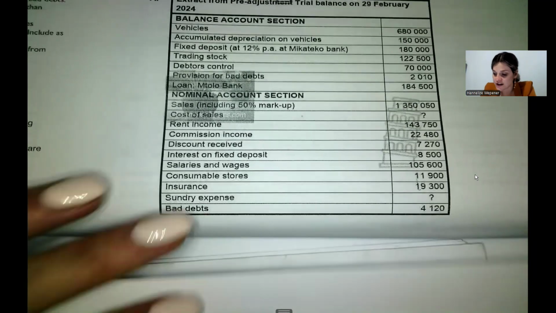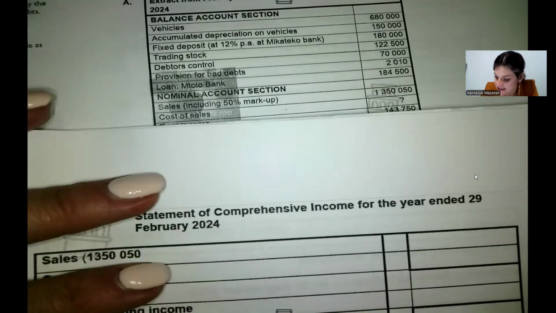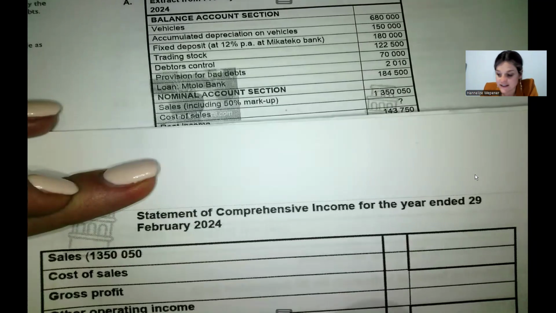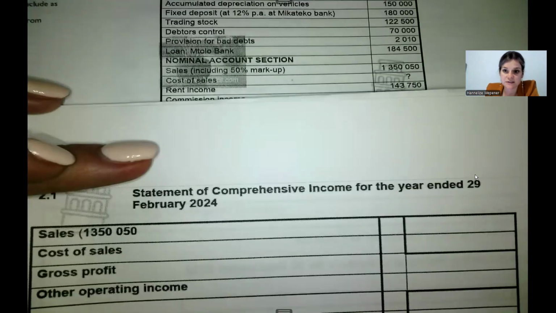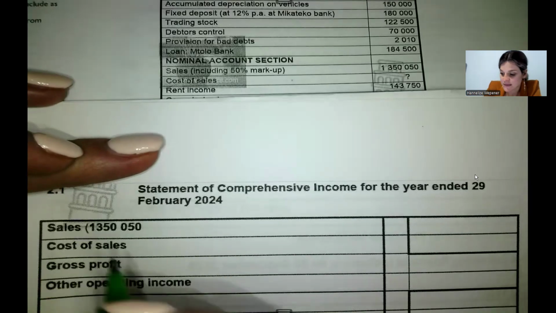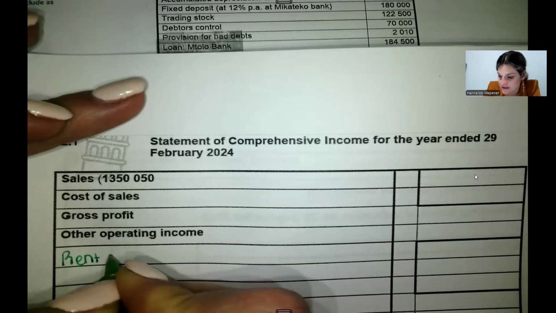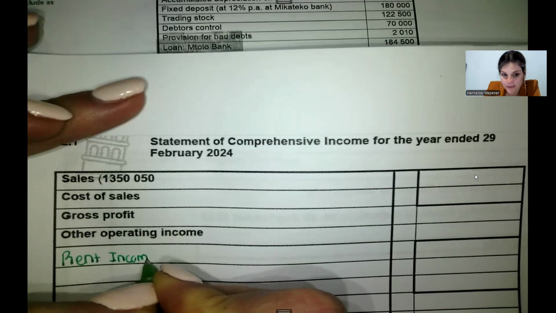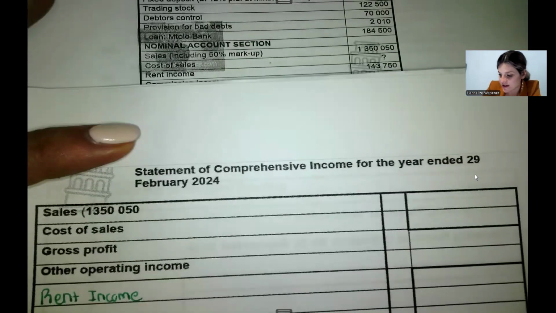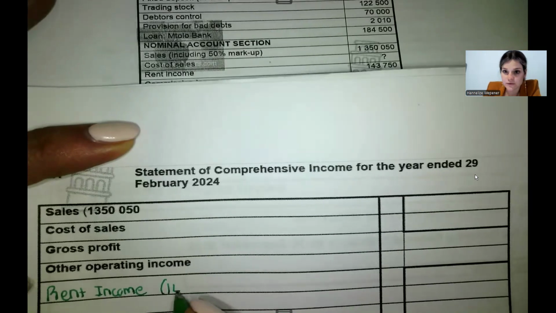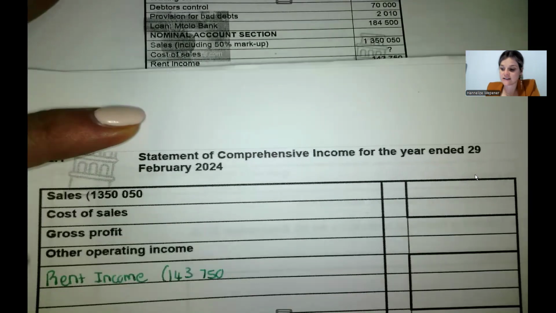So for now, we have sales over here. I'm going to include my sales there. Okay, they've already done that, so I don't even have to do that. Cost of sales has a question mark, so we will still get to that. Rent income is under your other operating income. And they are saying that at this moment, it is 143,750. So I will just add that. That's what we have currently.